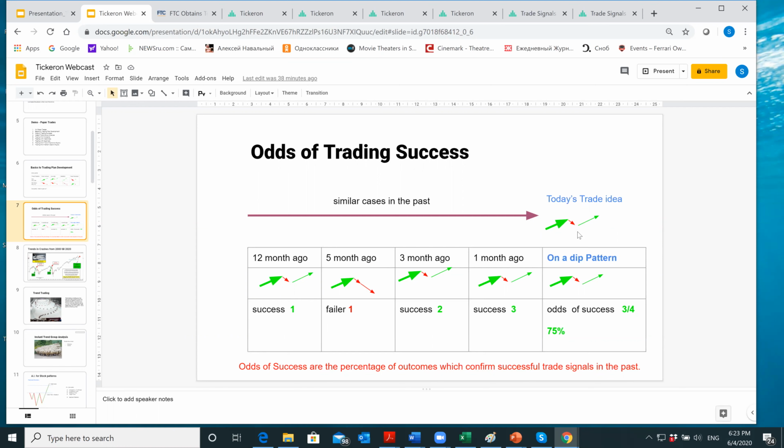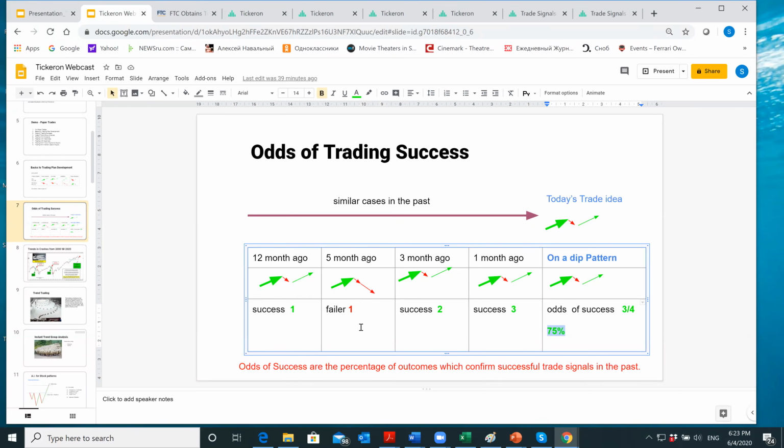And then we believe that's a trading idea, and we go back. We found 1 month ago a similar case, 3 months, 5 months, 12, okay? And then we see and count. This one went up, it is a success. This one went down, it's a failure, success, success. 3 out of 4, 75% chance of success that it's going to go up. And that was for a particular stock, for a particular trade idea, okay?